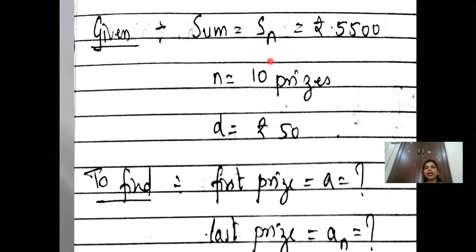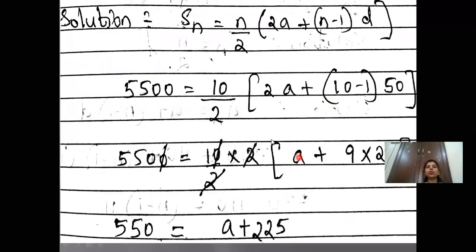So your Sn is 5500, number of prizes 10, d is rupees 50. You have to find the value for a and you have to find the value of last term, that can be l or an. So you'll be using the formula Sn is equal to n upon 2 bracket 2a plus n minus 1 d. Substitute the value: 5500 is equal to 10 upon 2 into 2a plus 10 minus 1 into 50. 10 minus 1 is 9. 9 into this 50 becomes 25 when I'm pulling this 2 out.